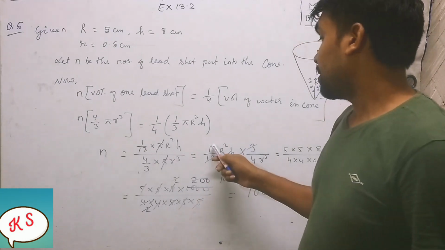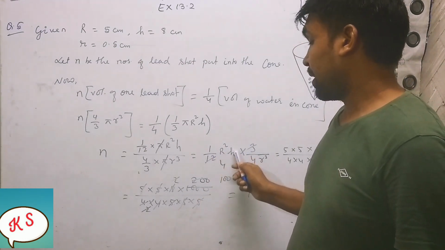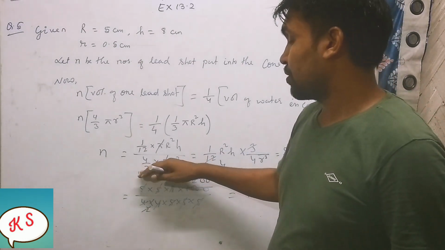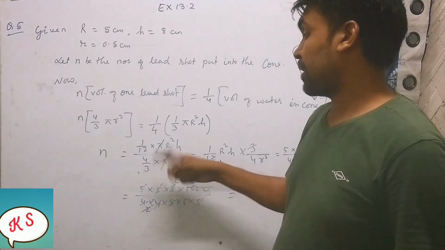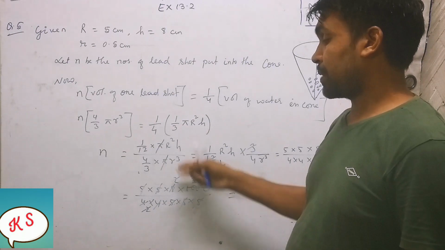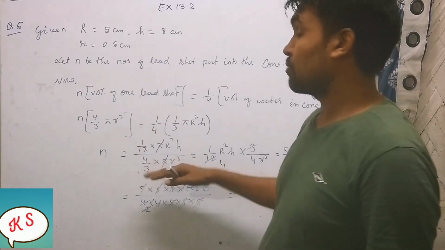So what is left here? 1/12 r square h. And this one is a division. If you change it into multiplication, then you have to take the reciprocal. The one which is on the upside will come down, and the one which is down will go up.